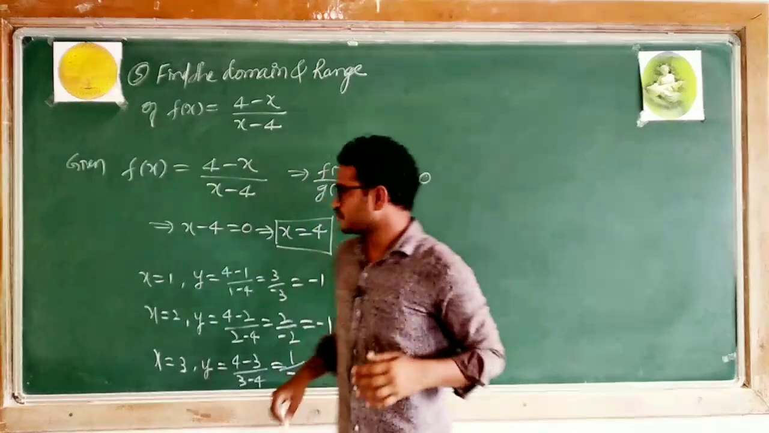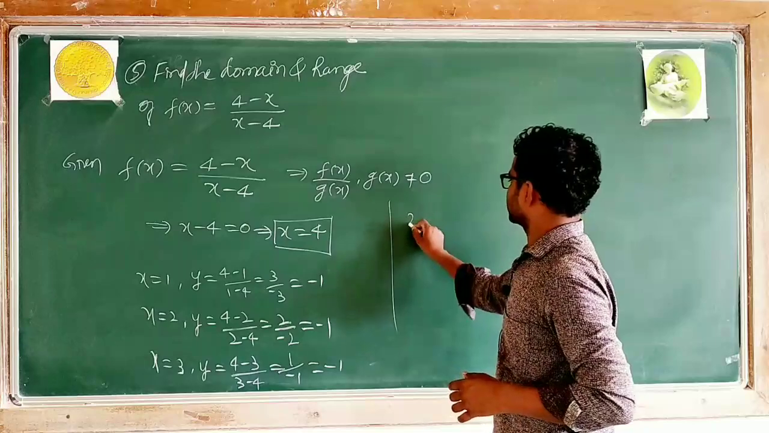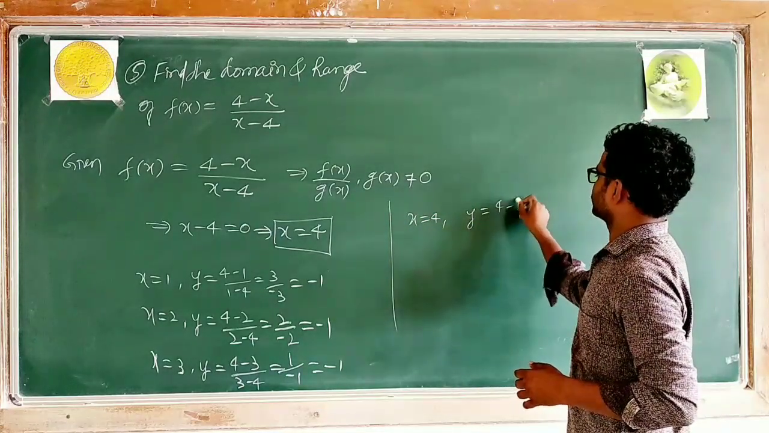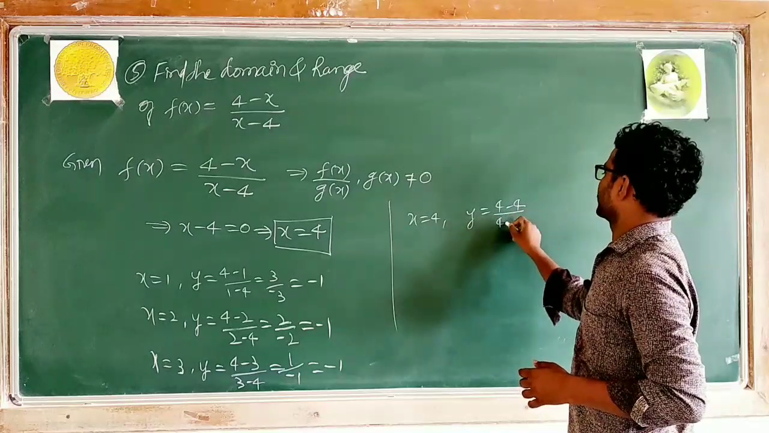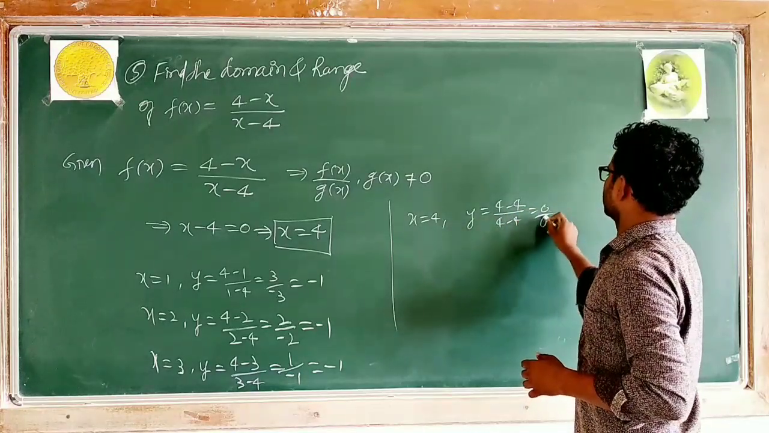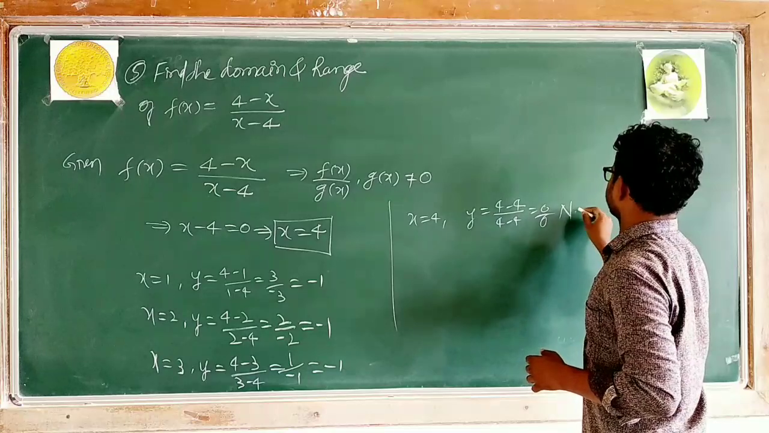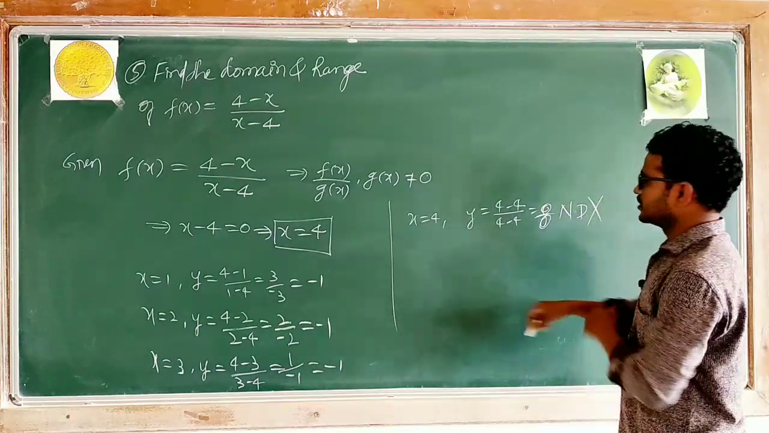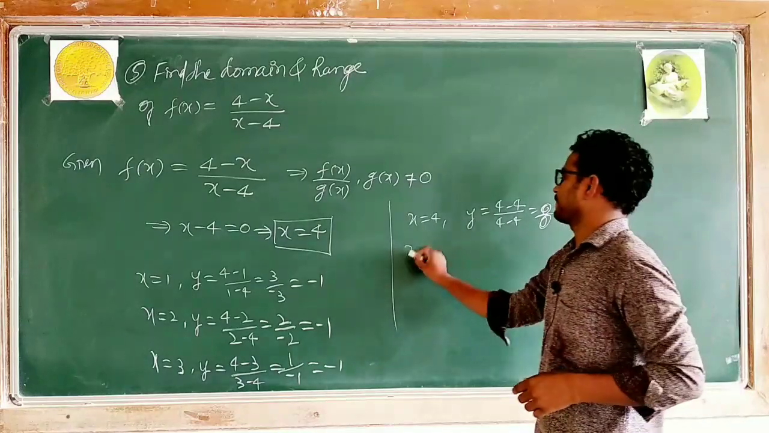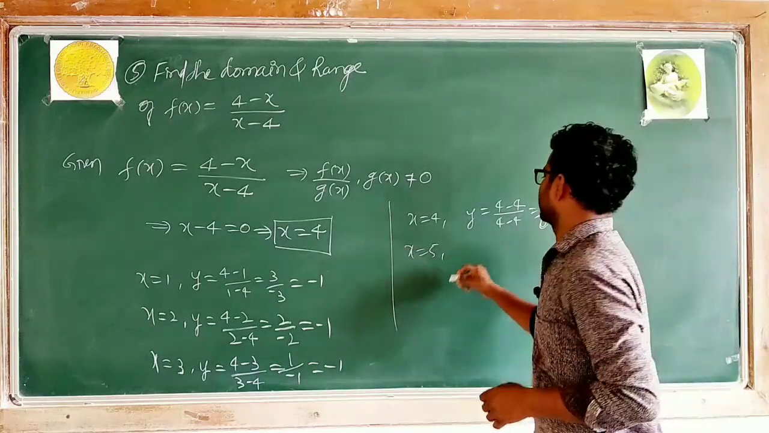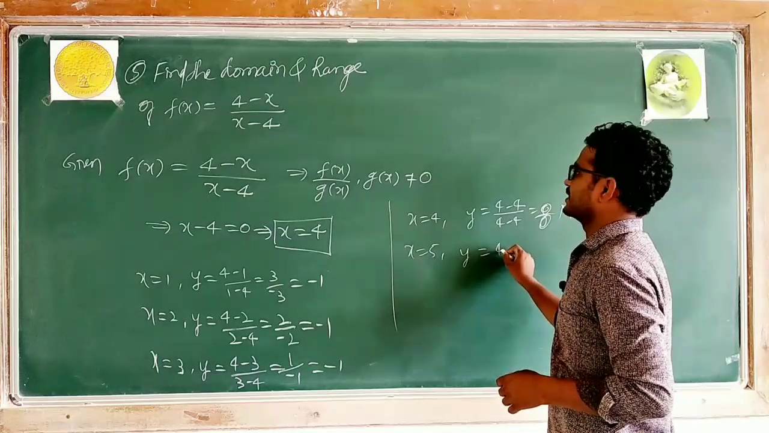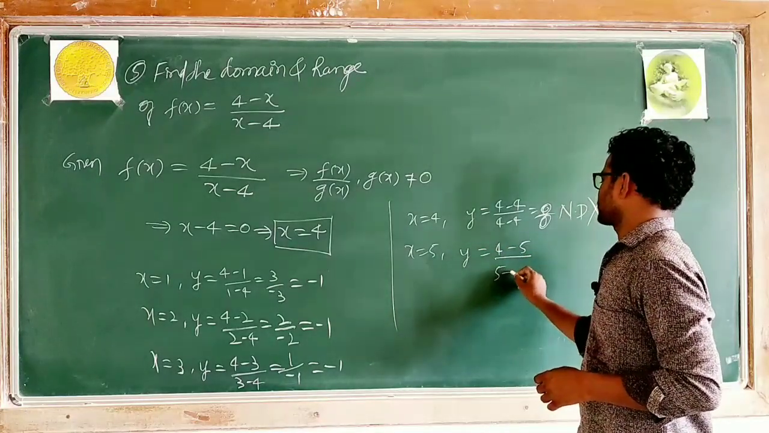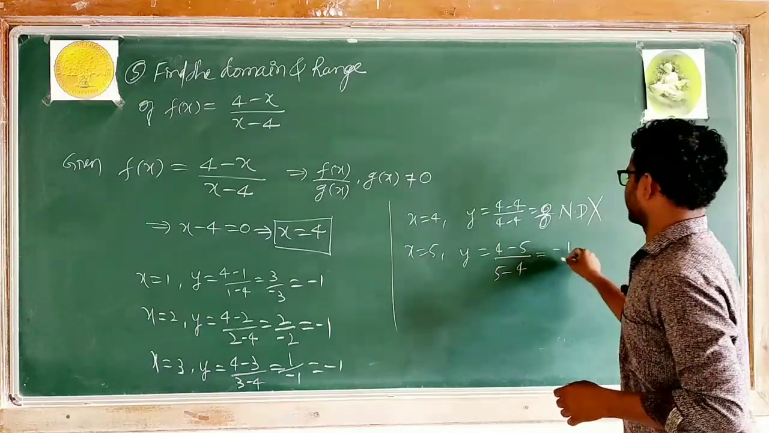If x is equal to 4, what happened? Y is equal to 4 minus 4 divided by 4 minus 4. Is it 0 by 0? 0 by 0 is not defined. Means don't consider. X is equal to 5. Y is equal to 4 minus 5 divided by 5 minus 4. Is it minus 1 divided by plus 1?